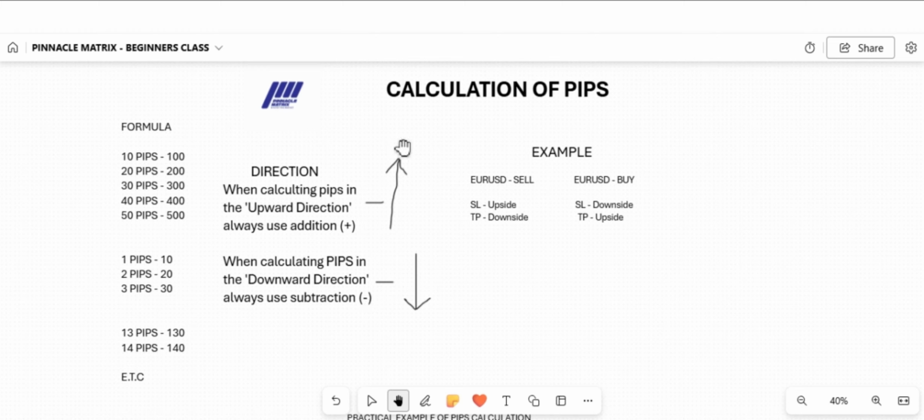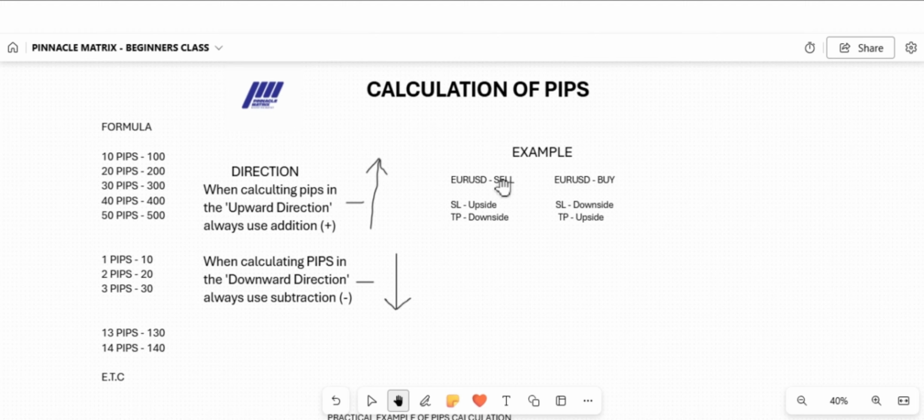For Euro USD, if we sell, the stop loss for a sell is in the upward direction, because when we sell, we expect the market to go down, and if the market goes down, that's when we take our take profits. If the market goes up rather, that is when we take our stop loss. So the stop loss for a sell trade is in the upside, while the take profit for a sell trade is in the downside. Now this is a direct opposite of the buy trade.